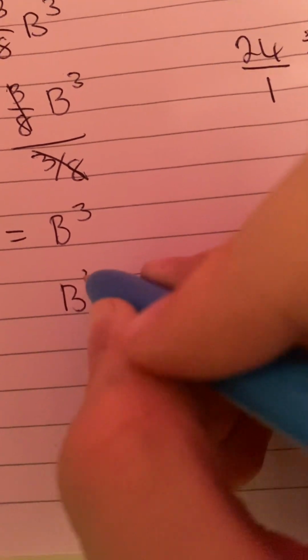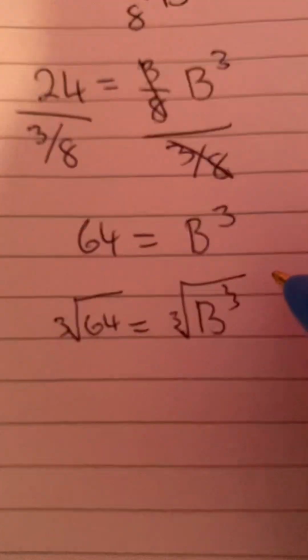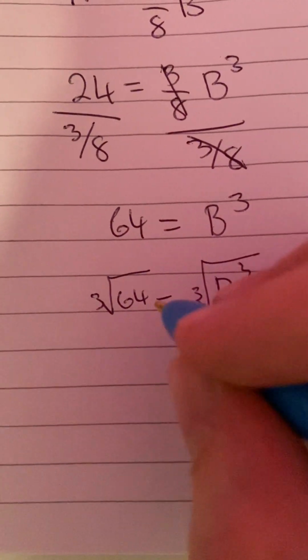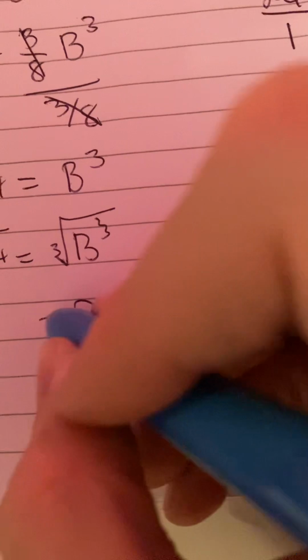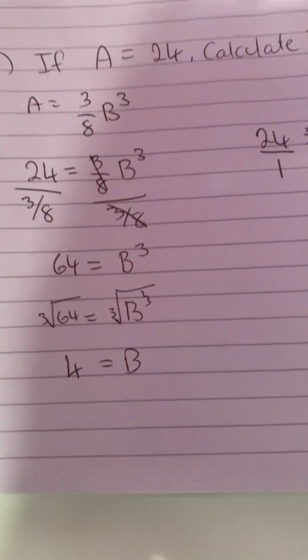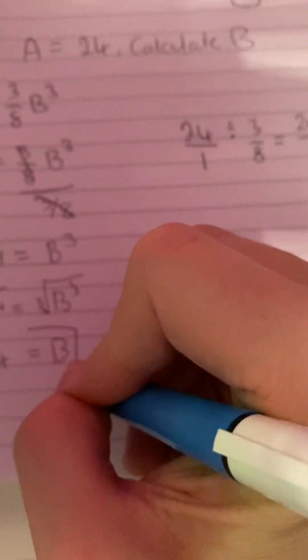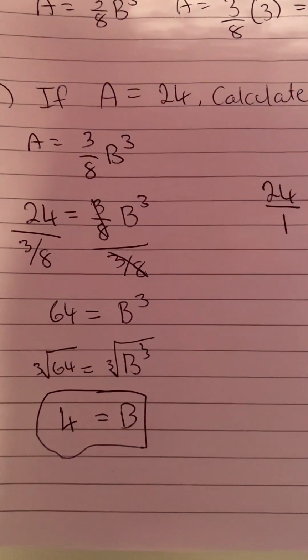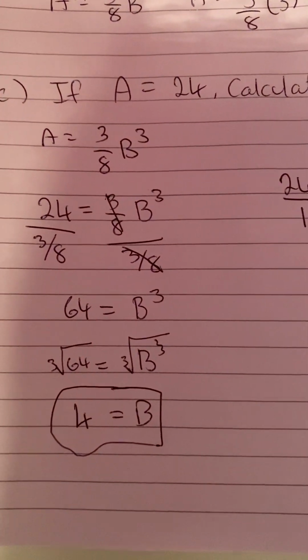So B cubed, cube rooted, is equal to the cube root of 64. The cube root of 64, if you don't know, is 4. So B is equal to 4 in that instance. That was a bit more technical than I'd like for the whole division by fractions, but it is something you need to get good at.